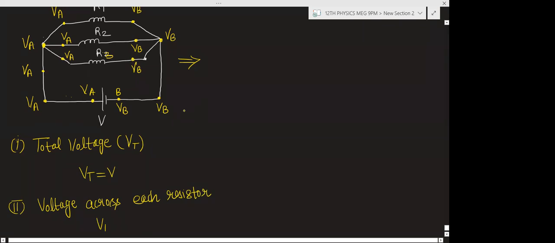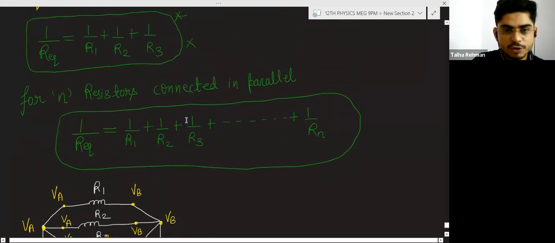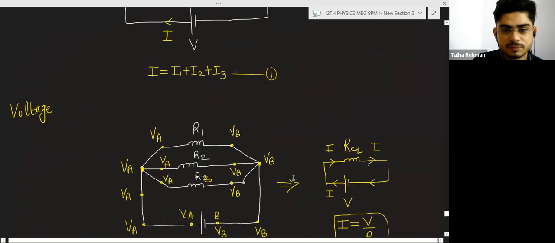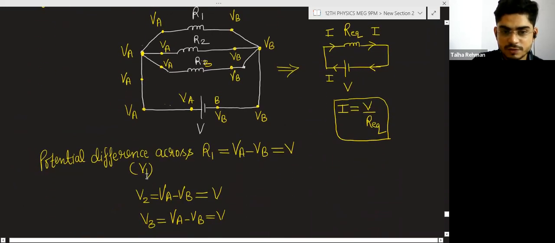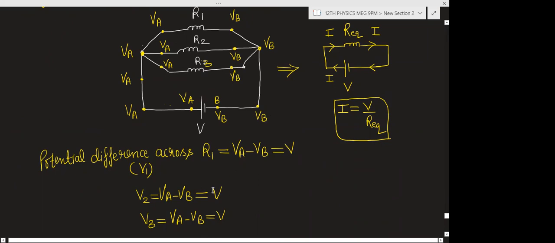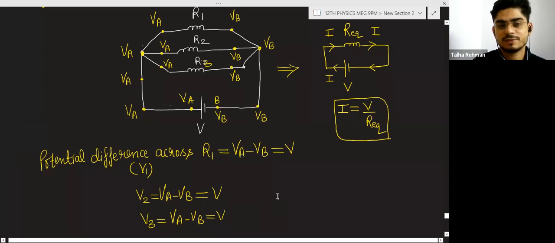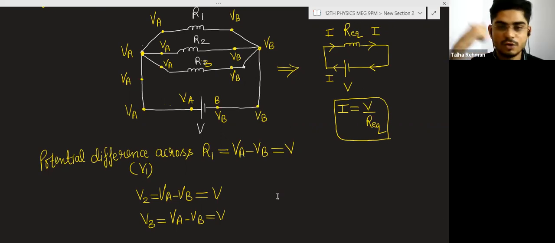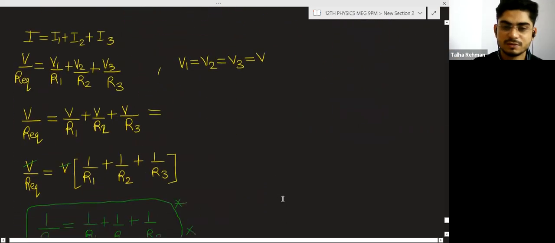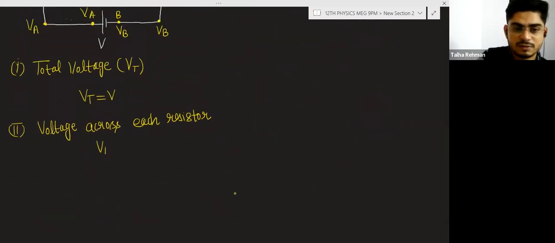No, sir. But I have told you now here. This is V1. V1 is equal to V. Where are you, Hamza? V1 is equal to V and V2 is equal to V. And V3 also. You have to concentrate, otherwise this is a little bit complex. V1 is equal to V2 is equal to V3, because this is just the parallel combination. First concentrate. V1 is equal to V2. V3, all voltages are same.